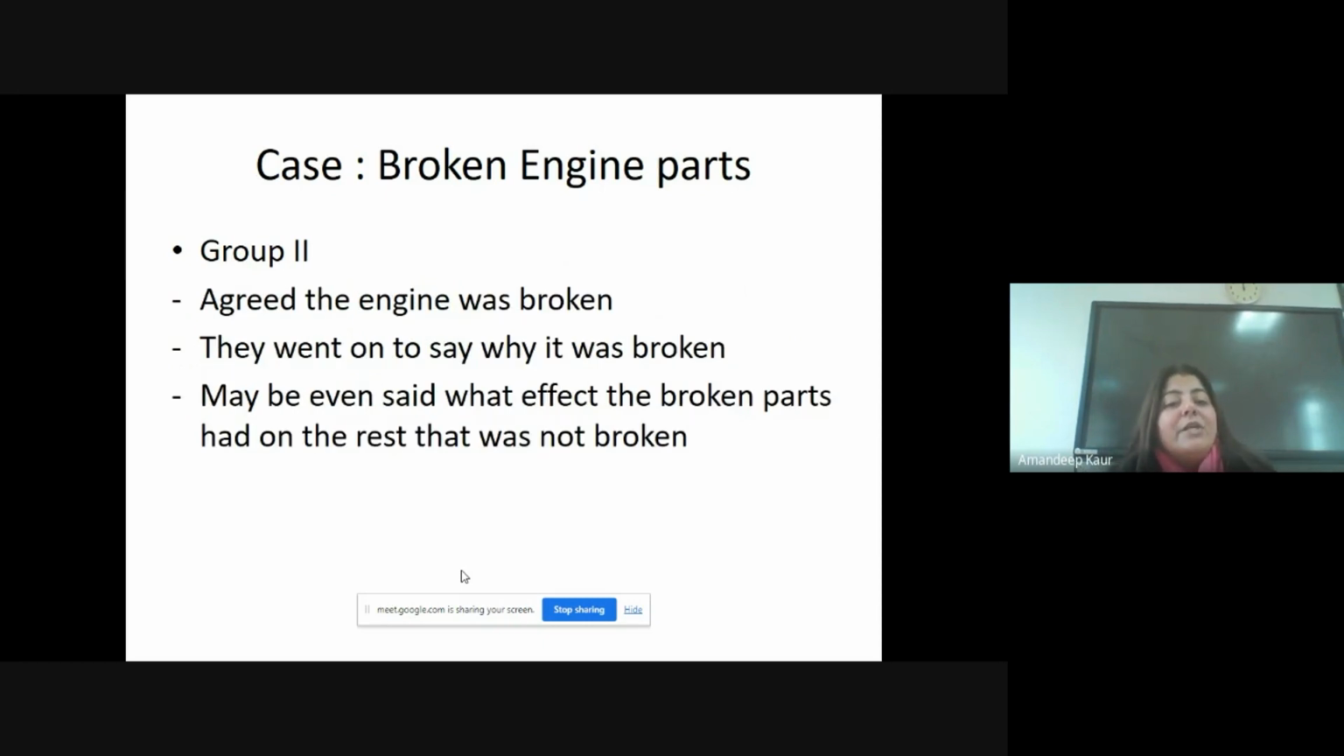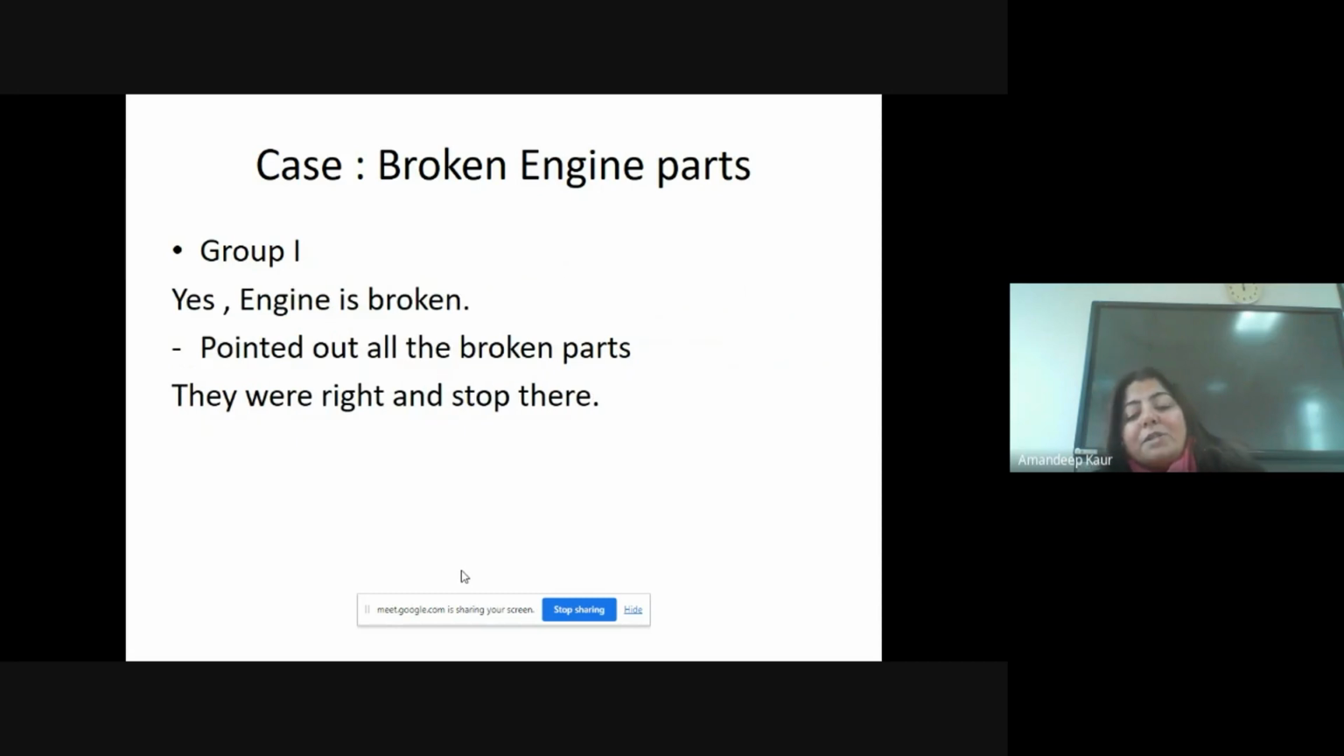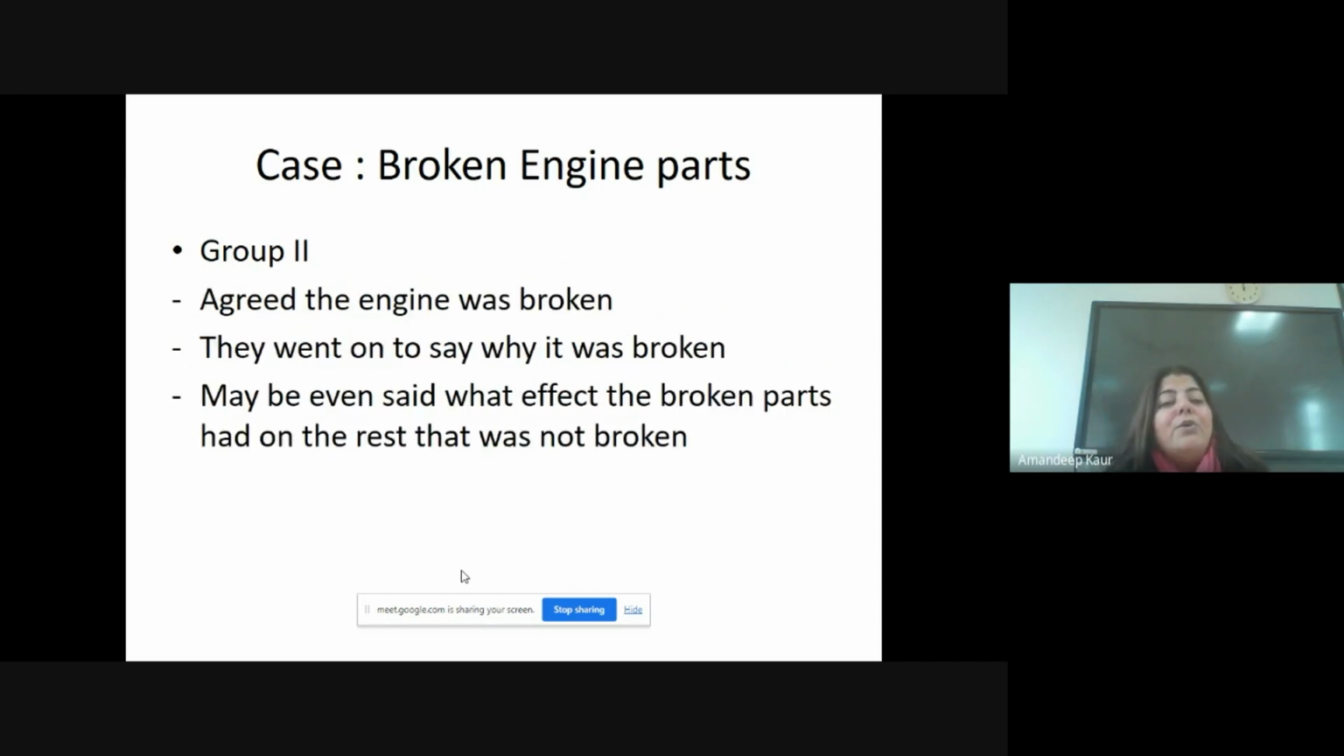The second group of students said, agreed, the engine was broken. They went on to say why it was broken, and maybe even said what effect the broken part had on the rest that was not broken. So as compared to the group 1 students, the group 2 students tried to elaborate on the information provided in the case study analysis, along with the effect of the broken part on the rest that was not broken.